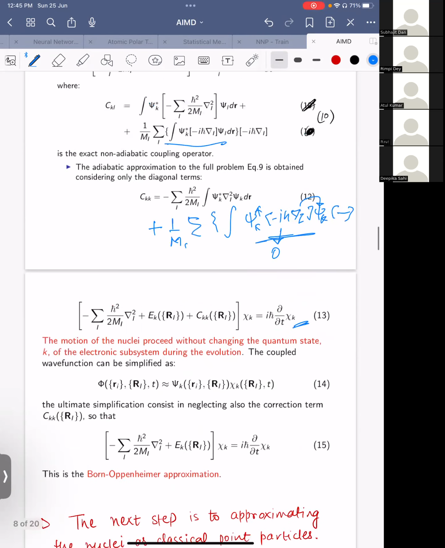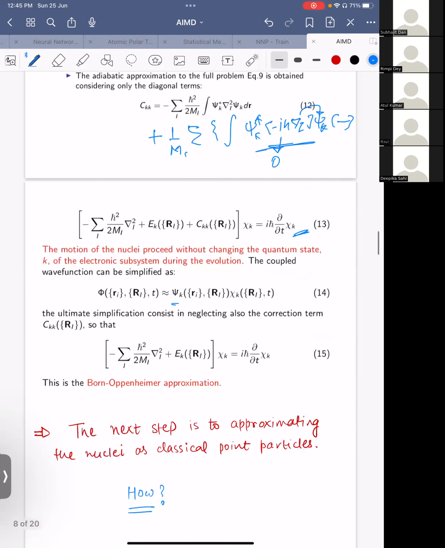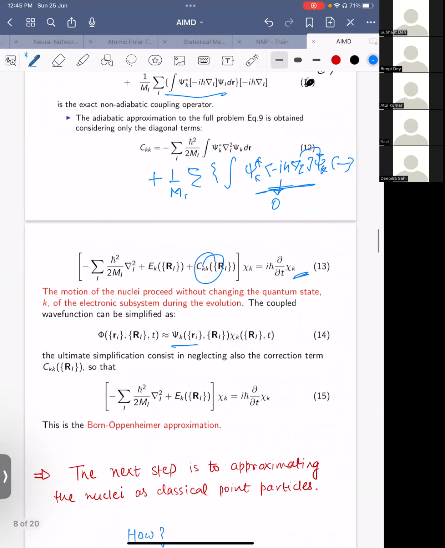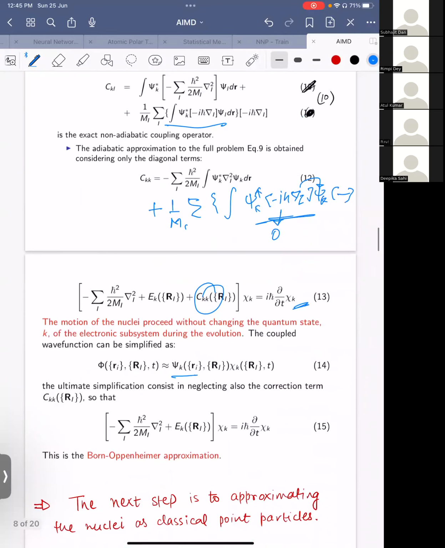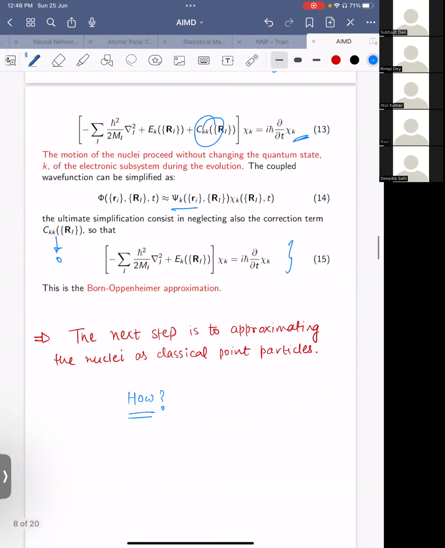So we are solving our Schrodinger equation for only one state at a time. We can also simplify our wave function, which was the sum over all the states, to just a single electronic state. And we can further simplify this equation by taking this term as 0. Why? Because according to the Born-Oppenheimer approximation, this electronic Hamiltonian does not depend on the nuclear coordinate, so it is basically fixed. So we can neglect this term. We will be left with this equation, and this is the Born-Oppenheimer approximation.